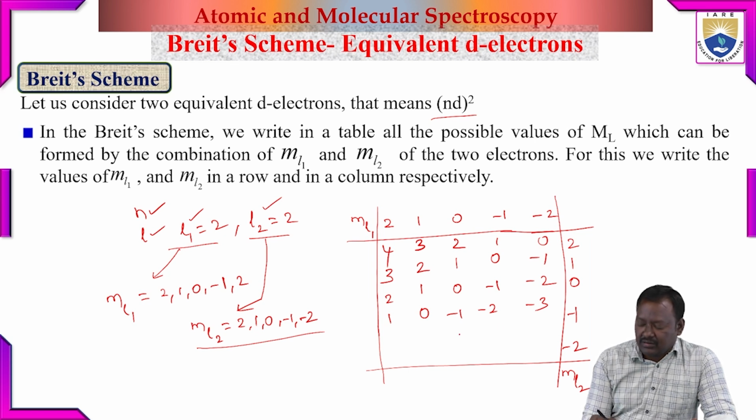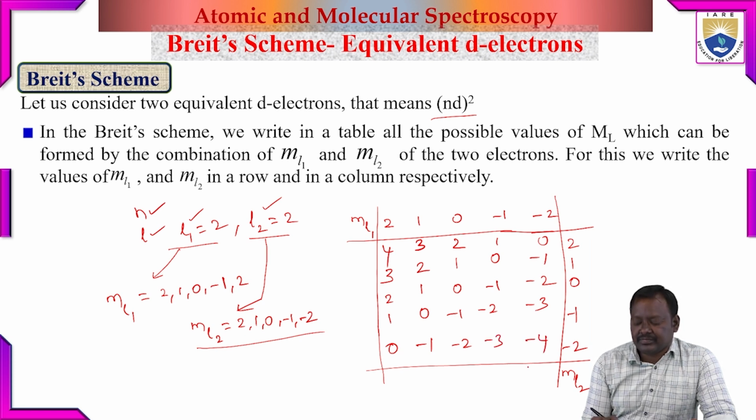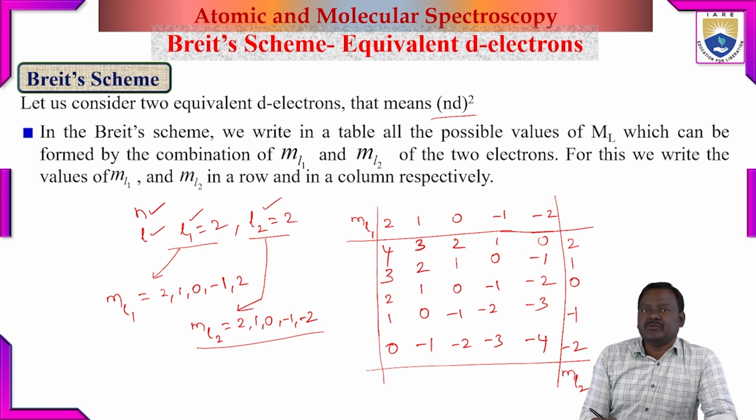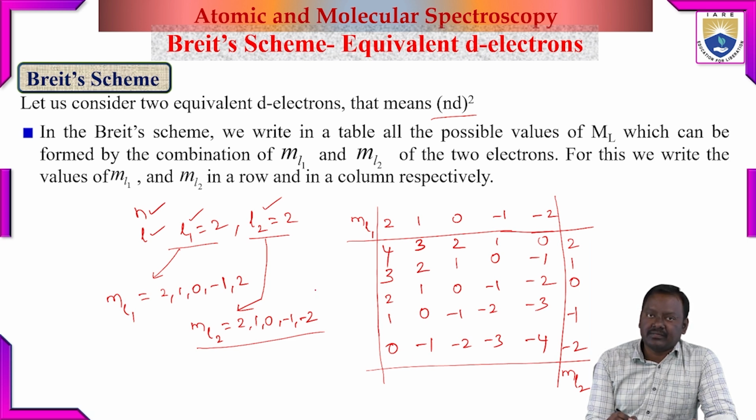Okay, fifth line: 2 plus minus 2 is 0, 1 minus 2 is minus 1, 0 minus 2 is minus 2, minus 1 minus 2 is minus 3, minus 2 minus 2 is minus 4. So as we discussed in the earlier lecture, for the total orbital angular magnetic quantum number, we draw a dotted line like this in an L shape.